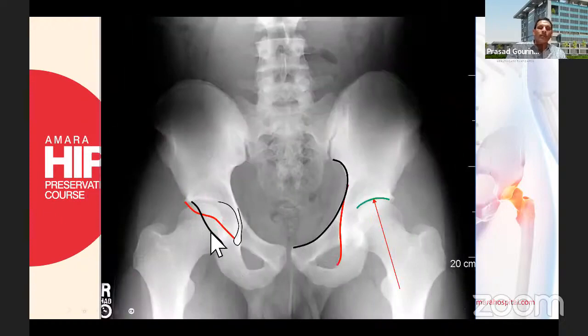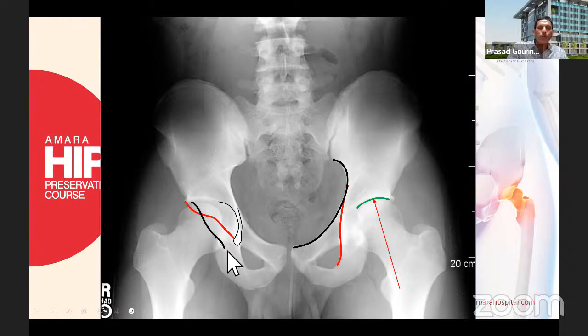So the anterior wall ideally should cover about 20% of the head at the center of the neck axis. If you draw a line around the center, the anterior wall should cover about 20%. 20% is ideal, 15 to 20%. Less than 15% is decreased coverage of the anterior wall, and more than 20% will be increased anterior wall coverage.